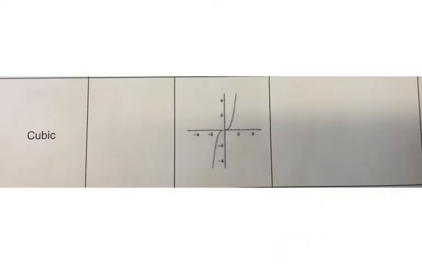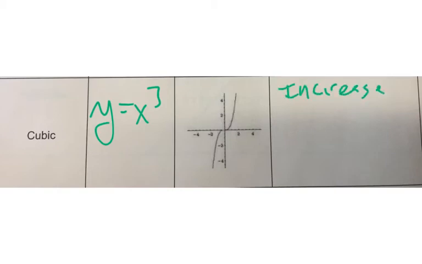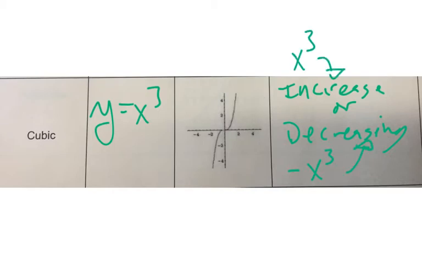Here we have a cubic function, and a cubic function is y equals x to the third is the most basic, and it is increasing or decreasing. It depends on whatever's in front of x. So if we have negative x to the third, it would be decreasing, and if it's positive x to the third, it is increasing. This one again is not linear, it is curved.